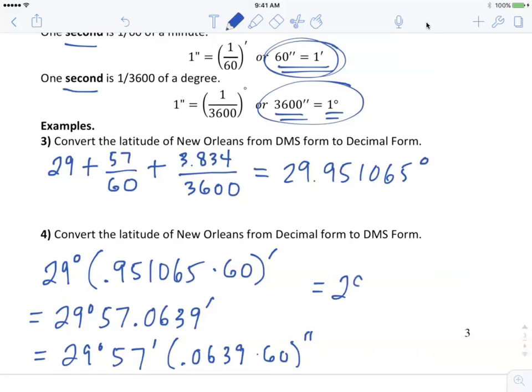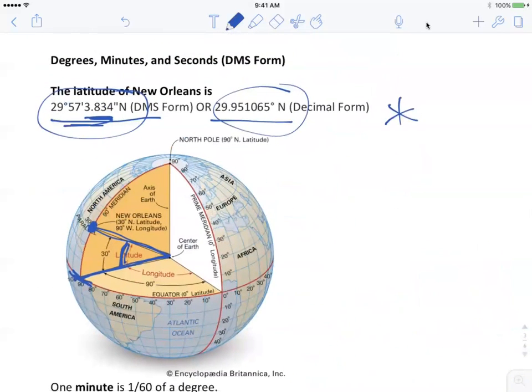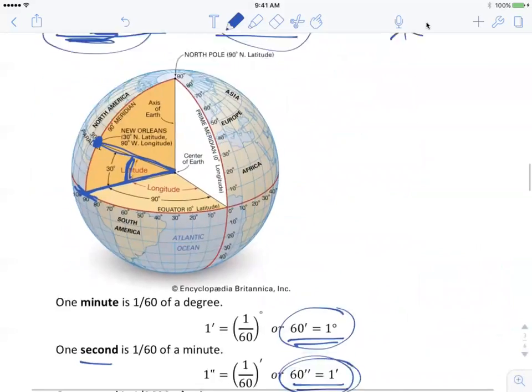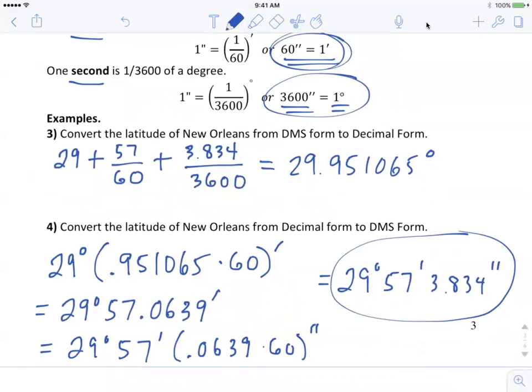So my final answer is 29 degrees, 57 minutes, and then whatever that calculates out to be. Let's check it out: 0.0639 times 60, and that's 3.834. 3.834 seconds, which is what we started with. So that is accurate. That's your little technique for going back and forth between DMS form and decimal form.